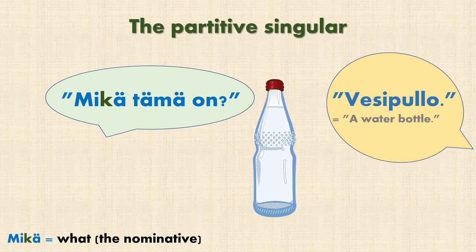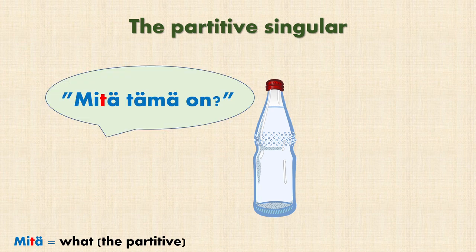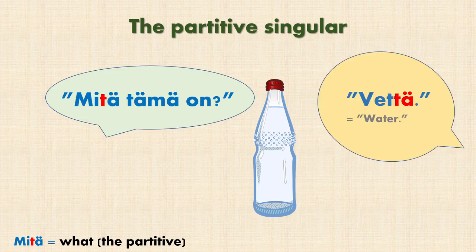But if I ask, Mitä tämä on? My friend will likely answer, water, vettä. And because the idea is that I'm after something in the partitive by asking Mitä, my friend will say vettä, not vesi, which is the basic form. We need the partitive vettä.